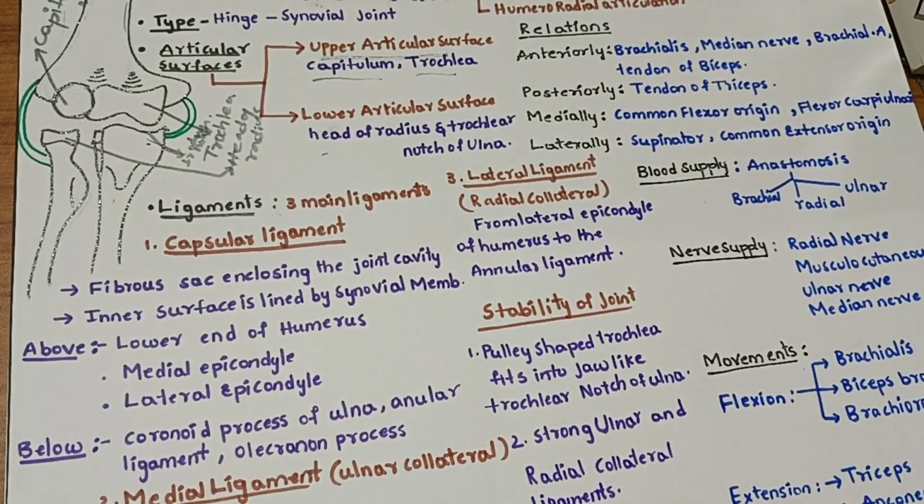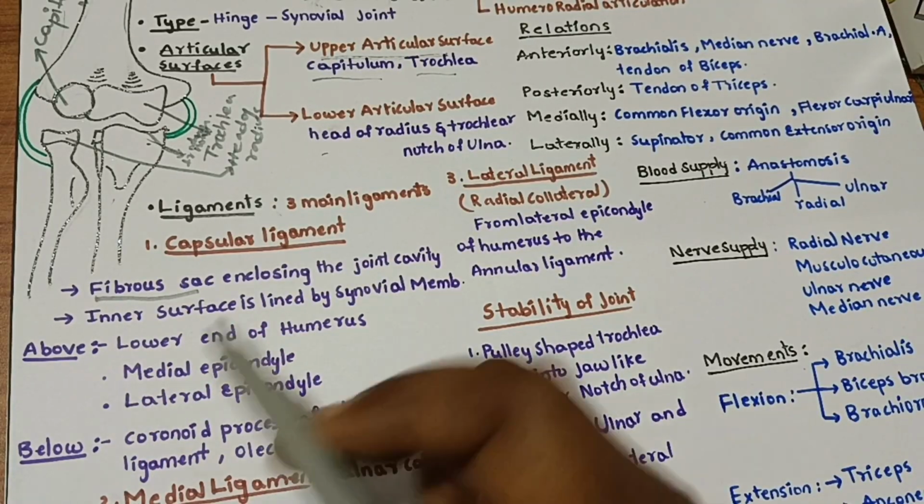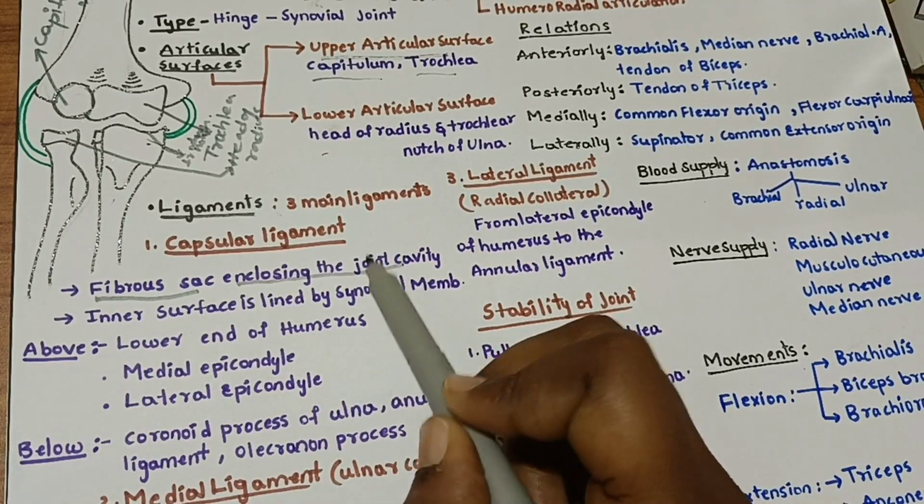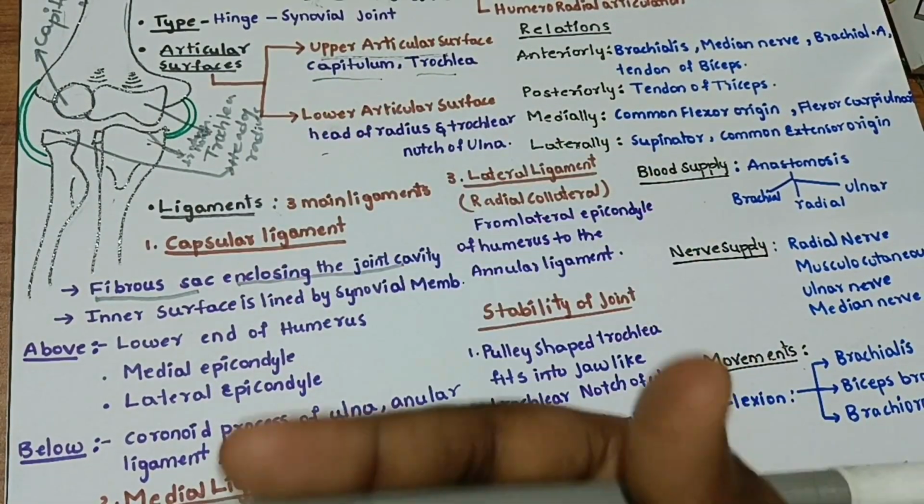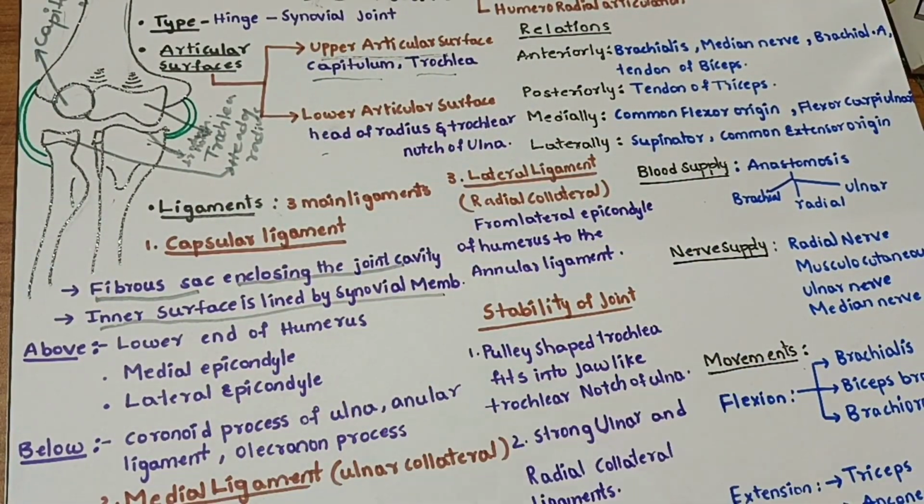The capsular ligament is nothing but a fibrous sac. It is made of fibrous tissue, a fibrous sac enclosing the joint cavity. It completely encloses the joint cavity. The inner surface of the joint cavity is lined by synovial membrane. Any joint cavity contains synovial membrane.